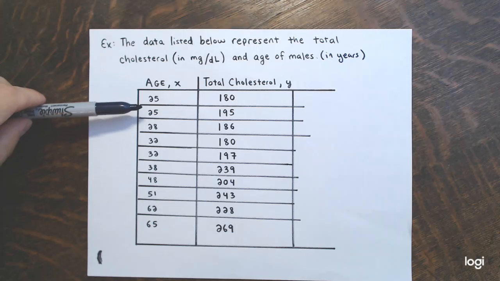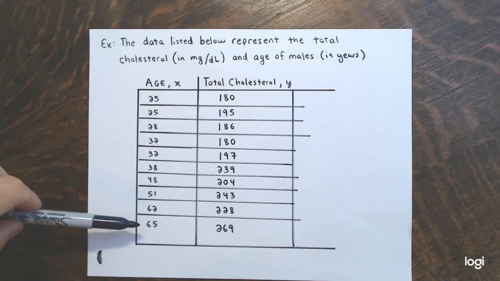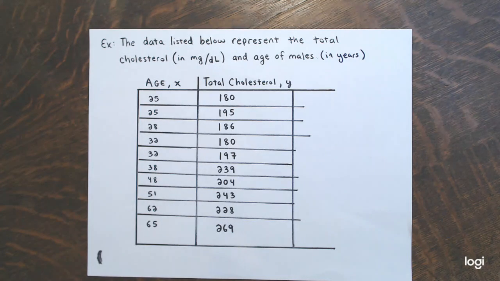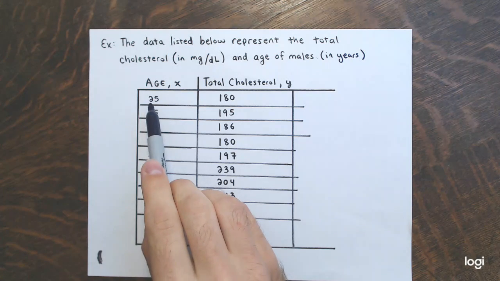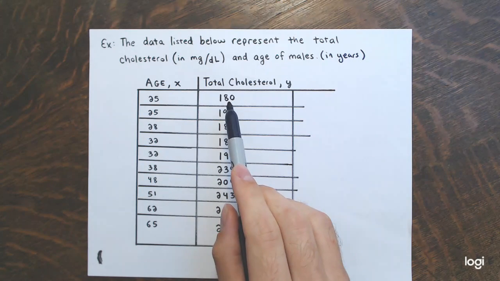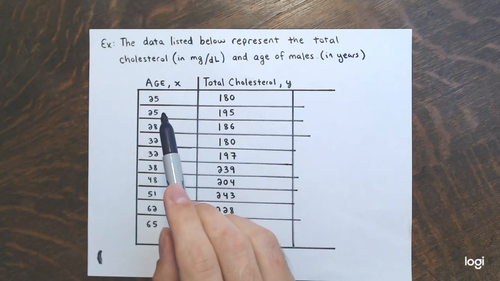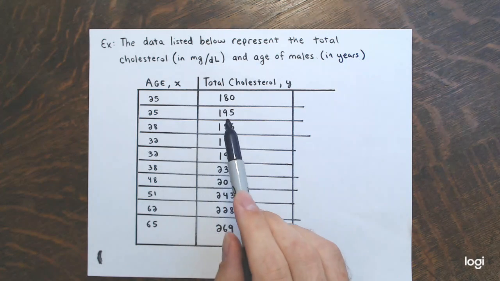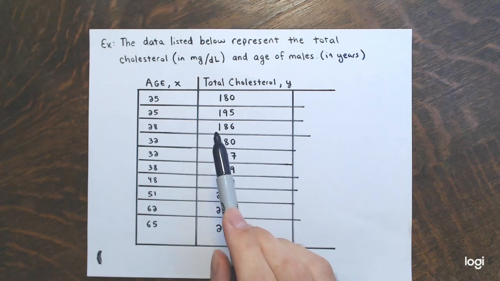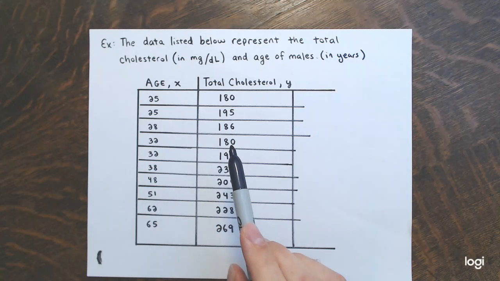Alright, so I have this sample of, let's see, looks like there's 10 males, 10 rows here. And each one of these is an ordered pair, so I'm going to be able to plot it on a coordinate plane just like I would any other ordered pair to show a relationship between age and cholesterol for a particular male. So we see that one male was 25 years old and had a total cholesterol of 180 milligrams per deciliter. Another male was also 25 years old but had a cholesterol of 195 milligrams per deciliter, and so on. 28, 186. The next pair, 32 to 180.